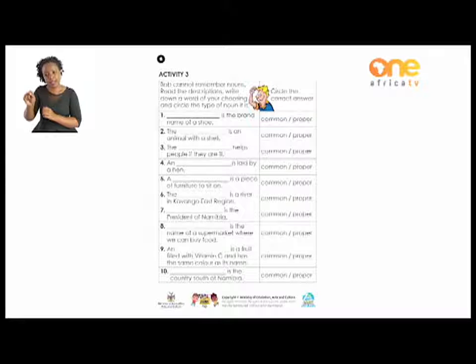Right, there's a mistake there. Where it says choosing, it's supposed to be choice, C-H-O-I-C-E. So it would read: read the descriptions, write down a word of your choice, and circle the type of noun it is. Right, I think it's clear now. On your left, it says, circle the correct answer.